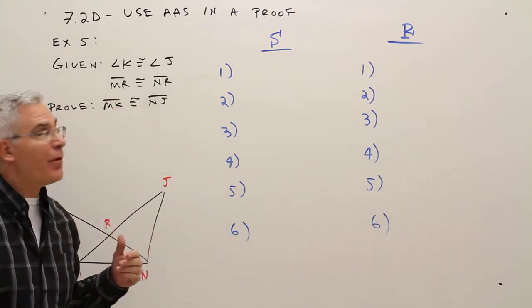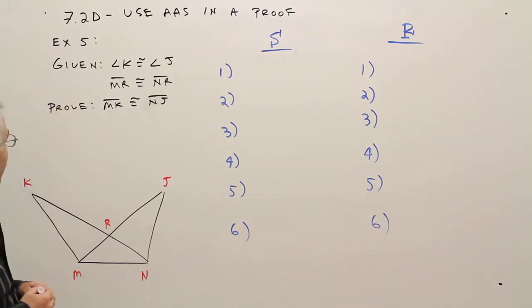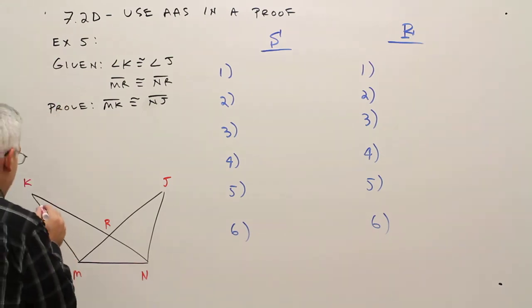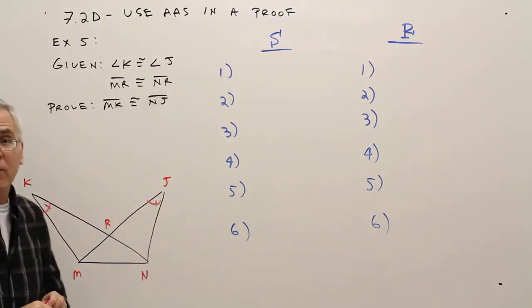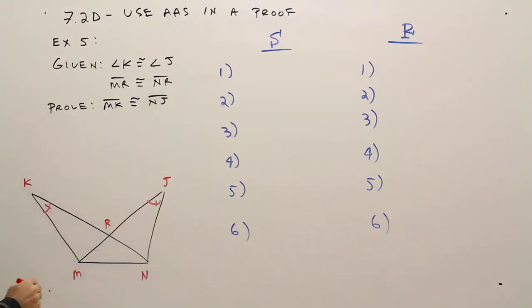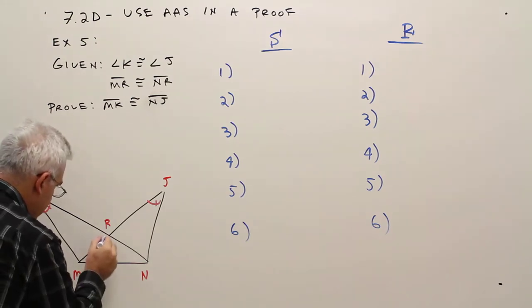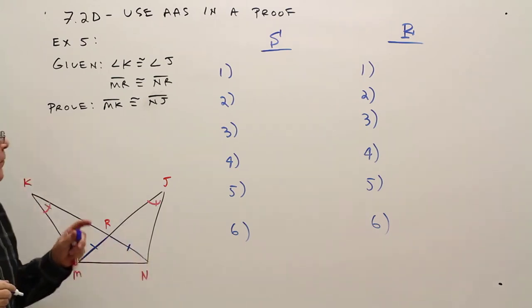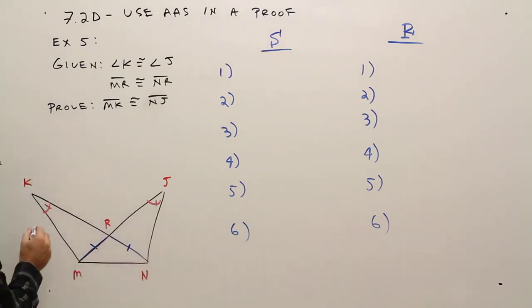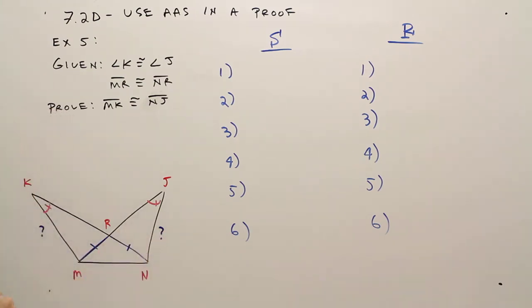So this is example 5. I'll mark it up as we go. Given angle K is congruent to angle J, segment MR is congruent to NR, prove that segment MK is congruent to segment NJ.